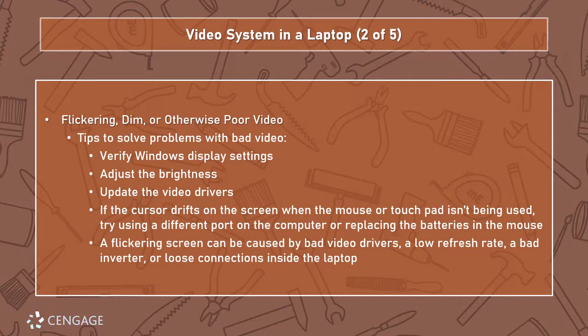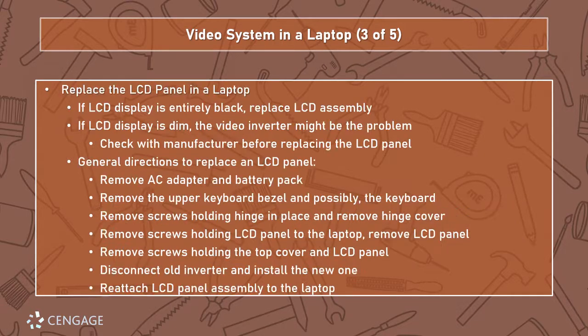If we're having flickering video, that's probably a driver issue, or you may have the wrong refresh rate set. So go in and make sure that all of your display defaults are adjusted. If your cursor drifts on screen when the mouse or touchpad isn't being used, I sincerely doubt that it's anything to do with the video. I don't know why they included it here, but they recommend that you try using a different port or replacing the batteries in your mouse if it's wireless.